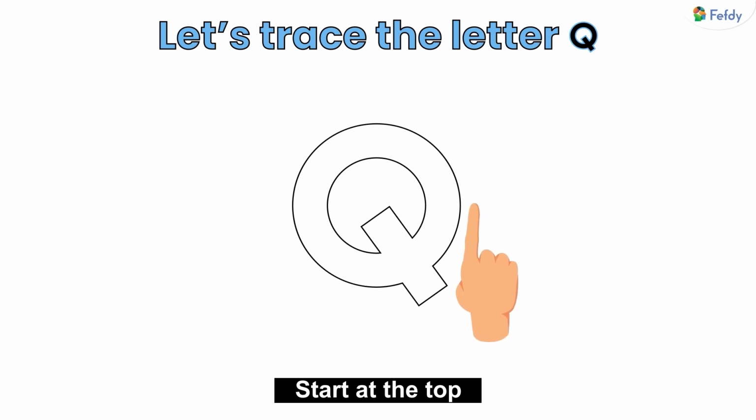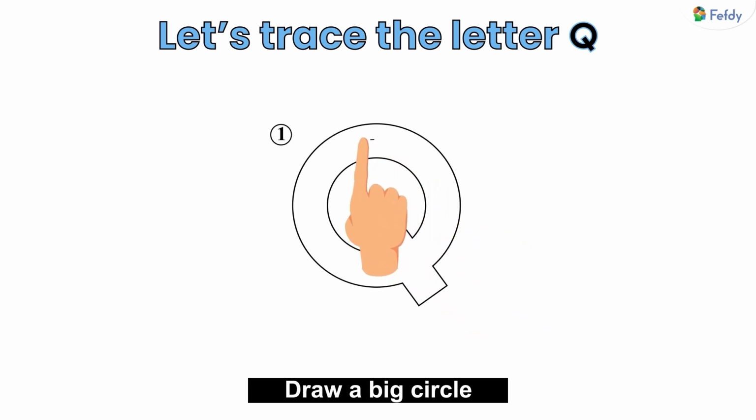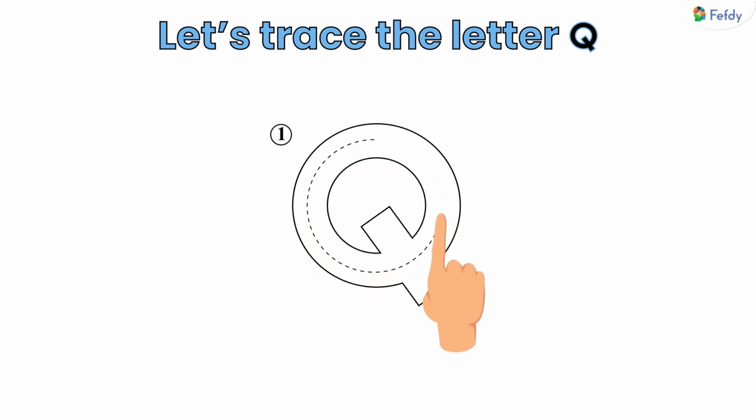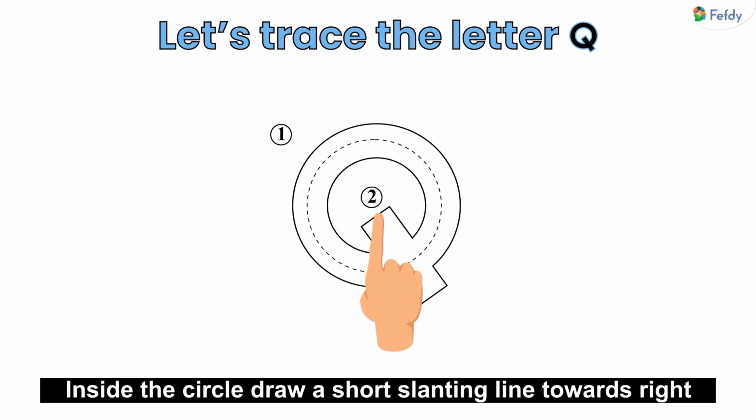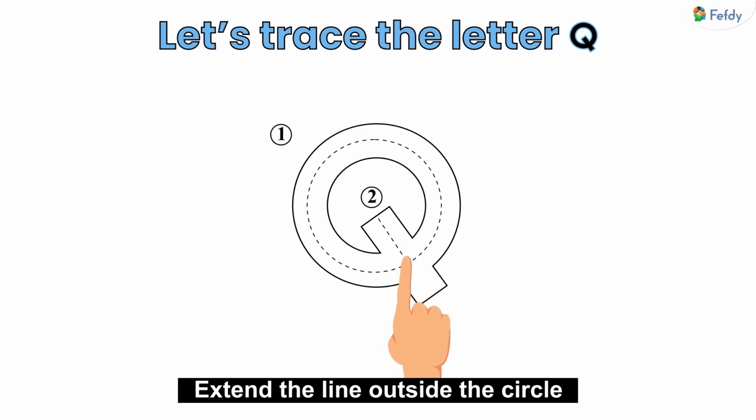Start at the top. Draw a big circle. Inside the circle, draw a short slanting line towards right. Extend the line outside the circle.